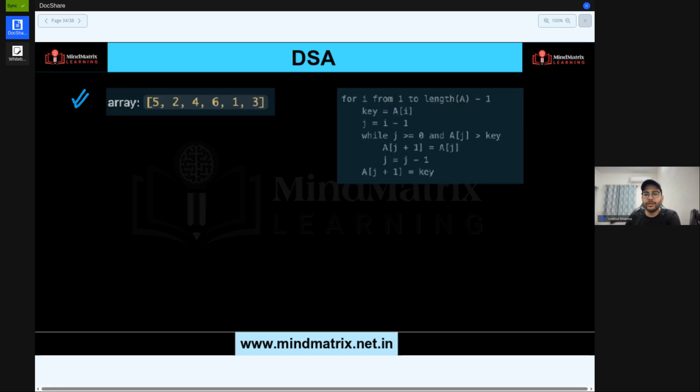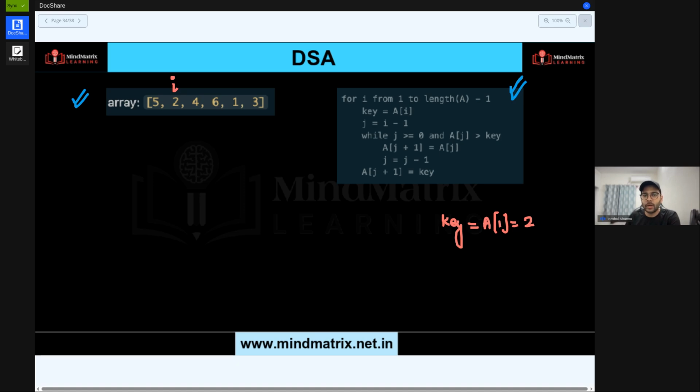This is the array given to you, or the list, and this is the pseudocode. Now, carefully see what we are trying to do. Let's try to dry run it. For I from 1 to length of a minus 1, that means till the end of array. But from 1 we are starting. So this is your I now. Key is equal to a of I. So we are saying that key is equal to a of I. That means a of 1 initially, which is 2. That means in key we have 2.